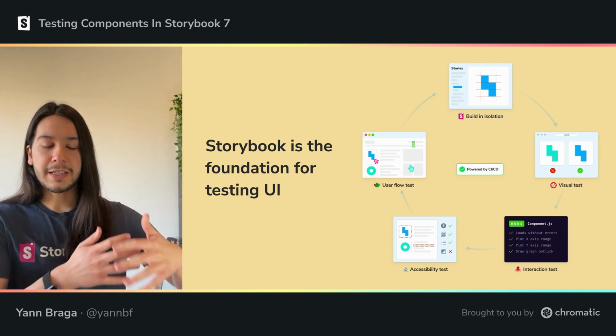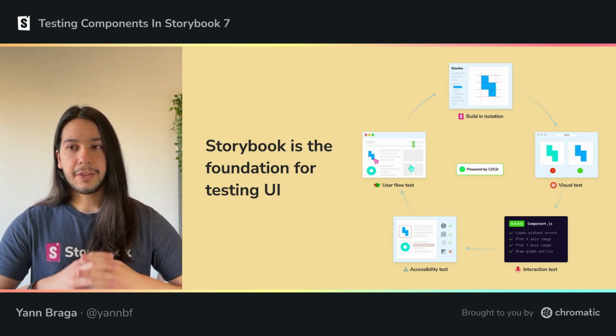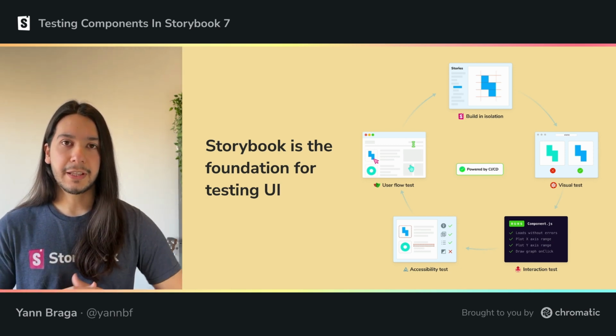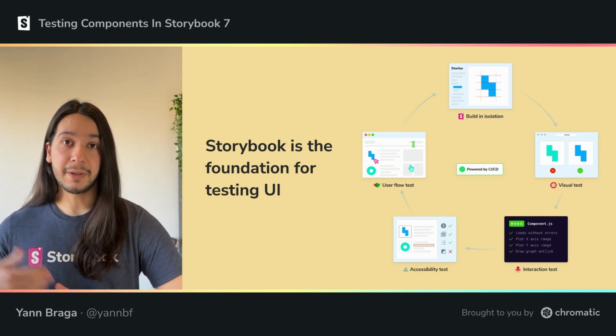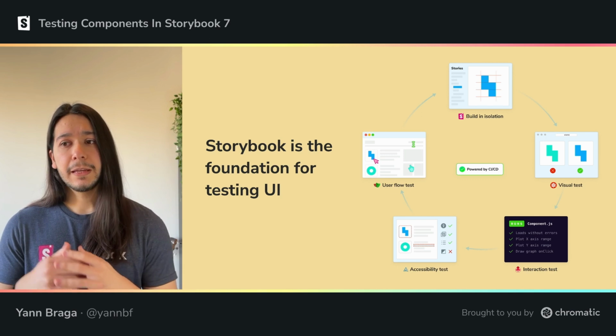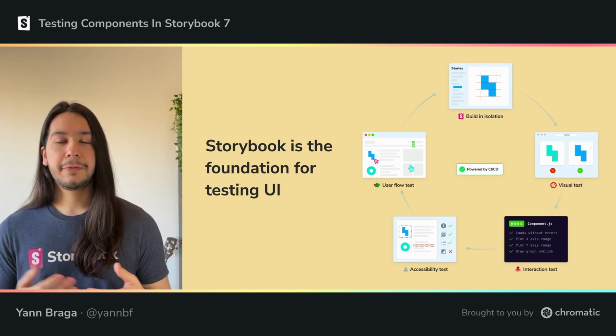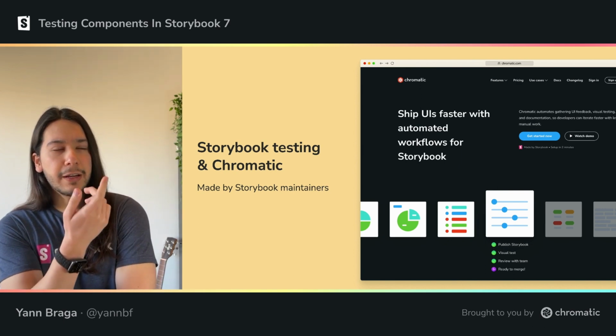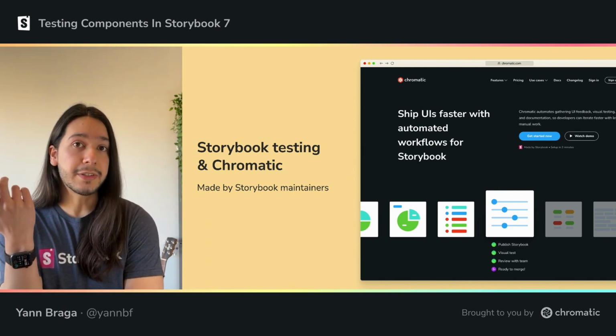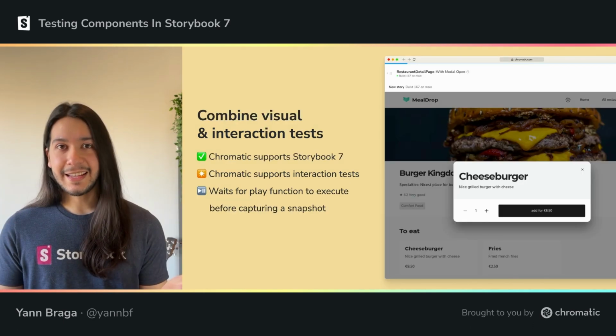And that's pretty much why we think Storybook is the foundation for testing UI. There is a lot of very interesting functionality there, and we're putting tons of effort in the upcoming releases. So talking about automated tests, if you're actually using Chromatic, you might be wondering, will I also get support for interaction tests? Well, the answer is yes.